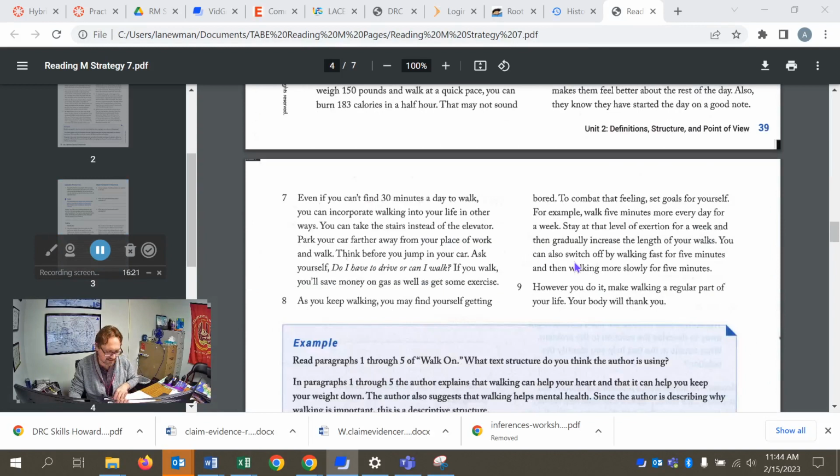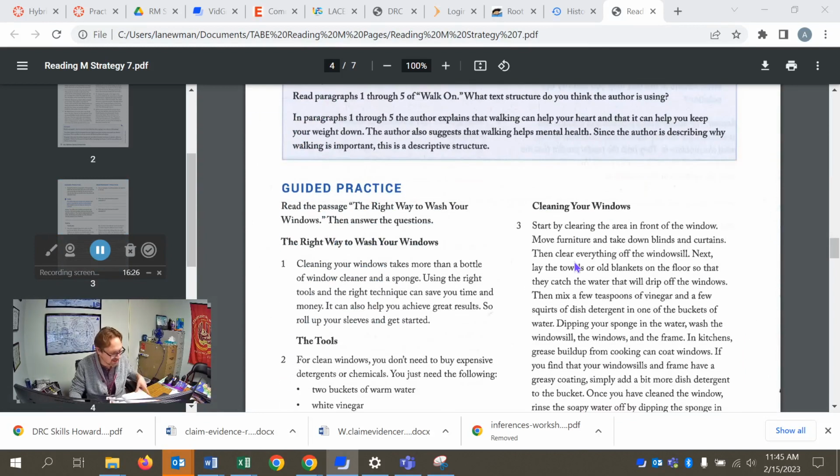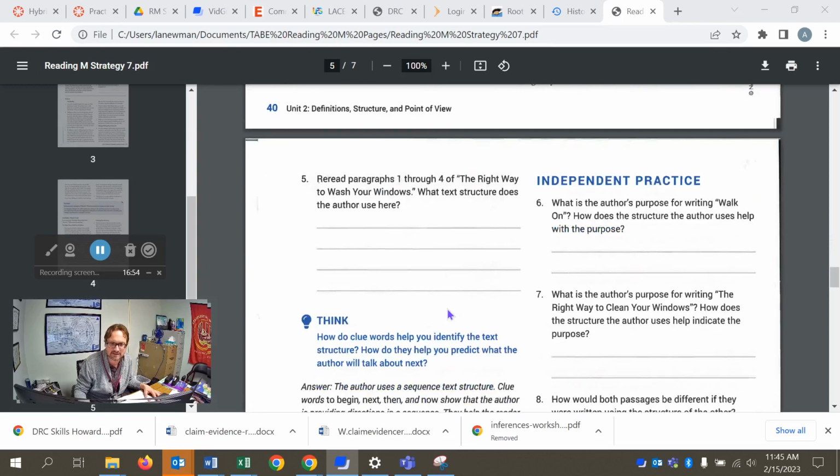And actually, the questions will pick back up here in just a minute because we're also looking at the online learning. Okay, I misspoke. We're looking at the one on the benefits of walking, but that's paired up with the next one, which is the right way to wash your windows, a procedural text telling us how to do a certain thing. So let's move to the questions themselves.